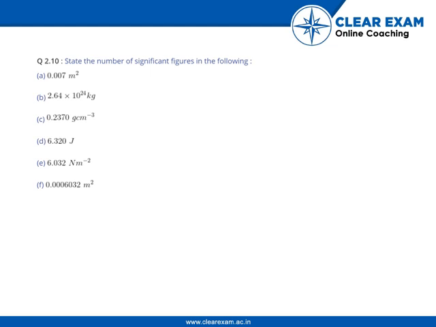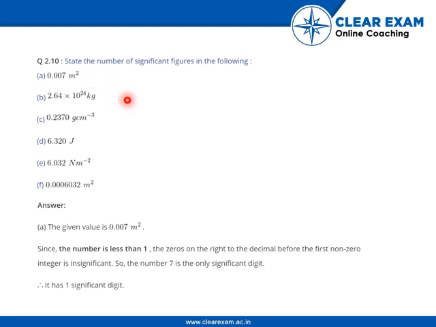State the number of significant figures in the following. A, that is 0.007 per meter square. Since the number is less than 1, the zeros on the right of the decimal, that is the zeros to the right of the decimal before the first non-zero digit, which is 7, are insignificant. So the number 7 is the only significant digit.